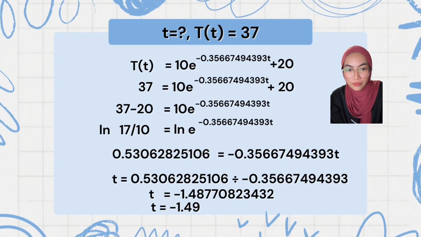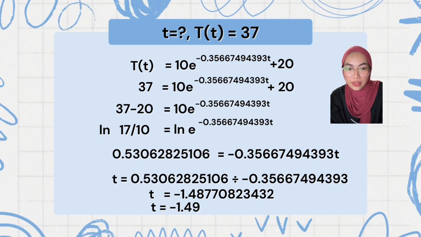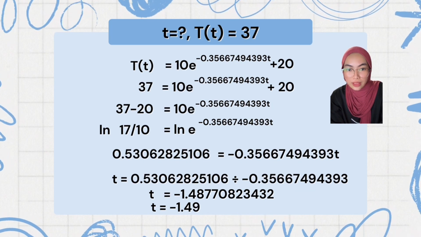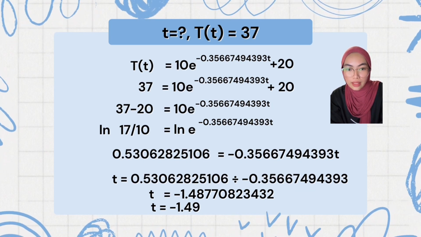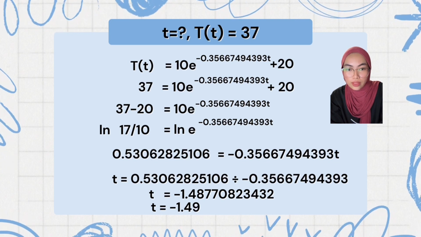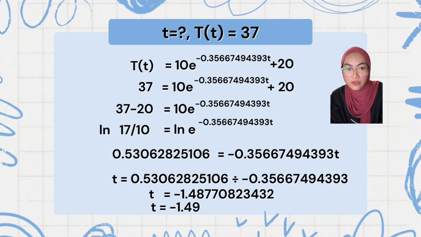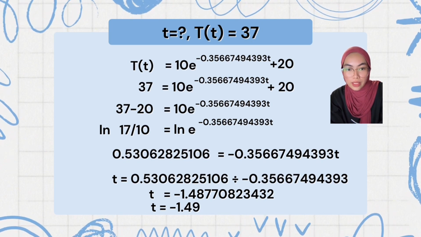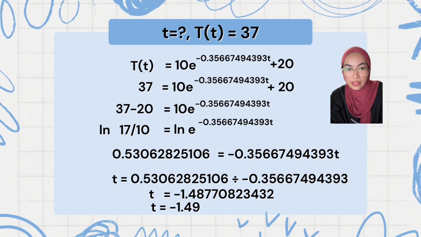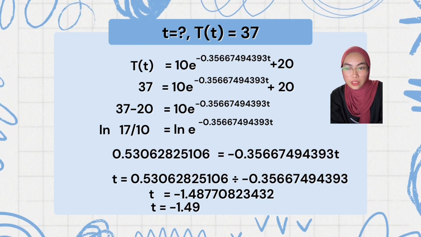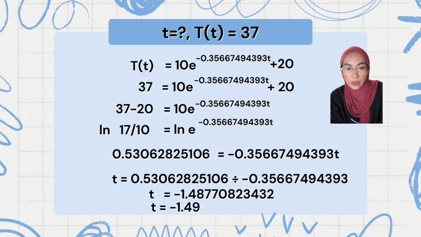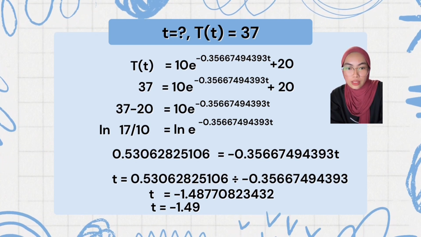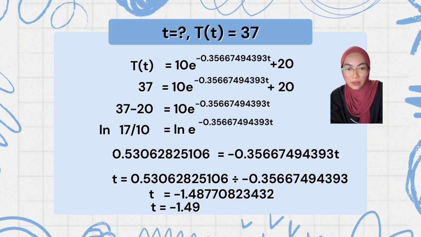We want to find the victim's time of death, assuming that the normal body temperature is 37. So we use our equation, which is 10 e to the power of negative 0.3566 t plus 20. Then we move the 20 and the 10 to the opposite sides, and it becomes 17 over 10 equal to e to the power of negative 0.3566 t. Now we only want the value of t, so we have to eliminate the exponent from the equation. We put ln on both sides, and that is how we get 0.5306 equal to negative 0.3566 t. Then to find t, we do a quick division, and lastly we get the time equal to negative 1.49 hours.